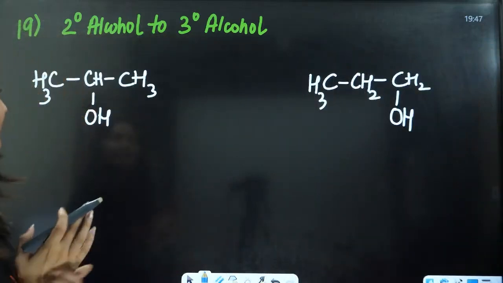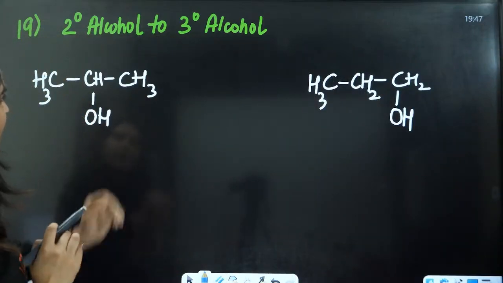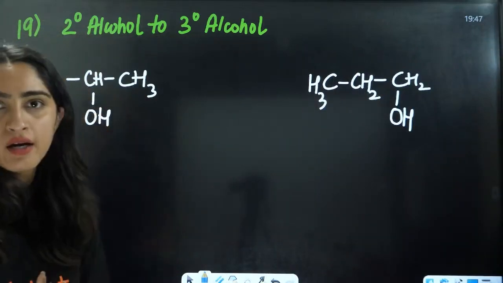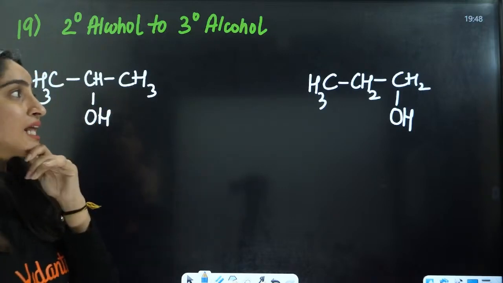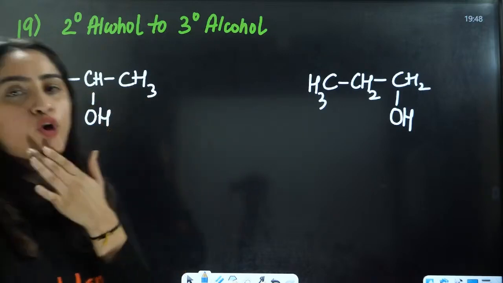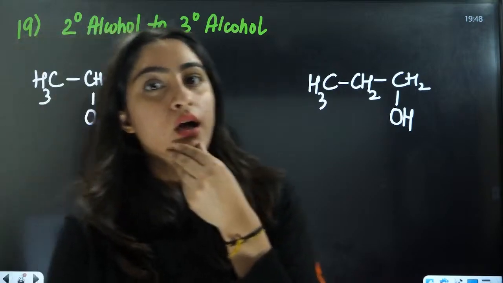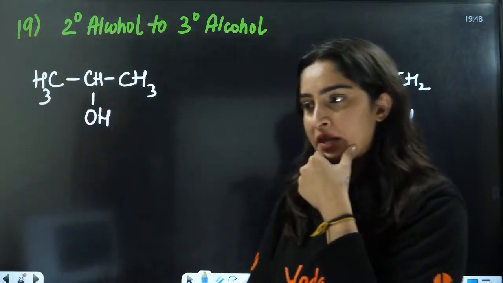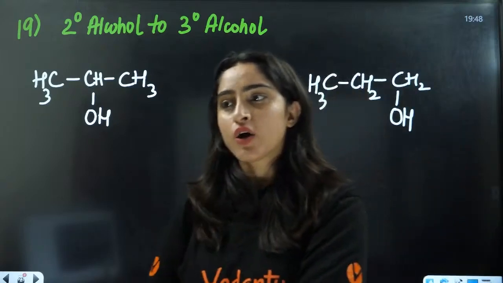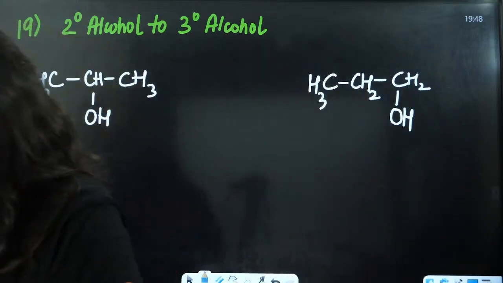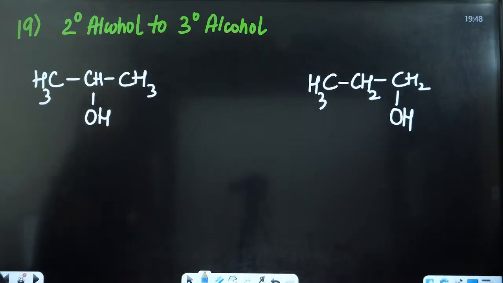Now you can do one thing. You can firstly do the dehydration here, convert it into alkene, then apply the anti-Markovnikov rule. Anti-Markovnikov rule means hydroboration oxidation. Yes, you can do that. Hydroboration oxidation.